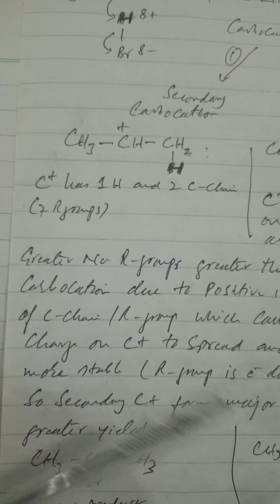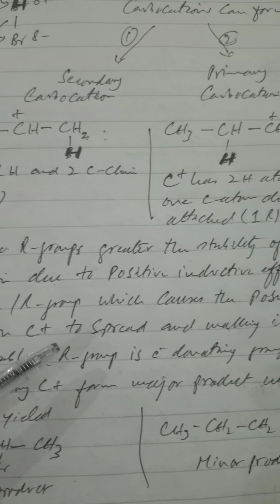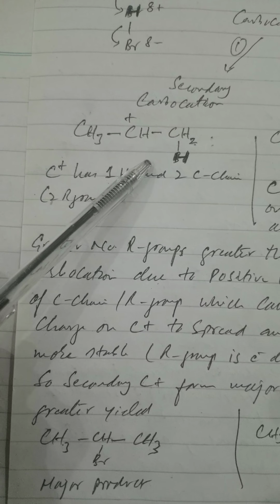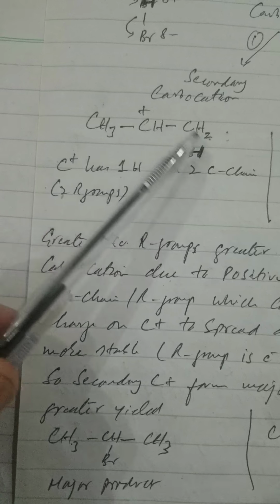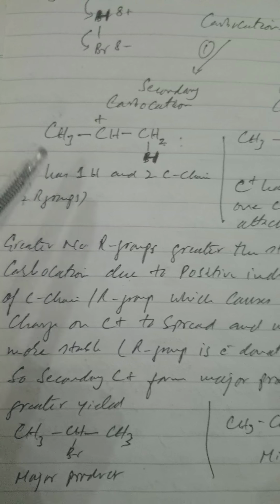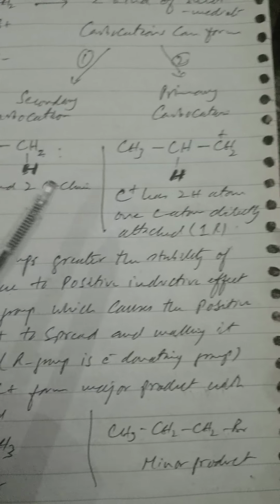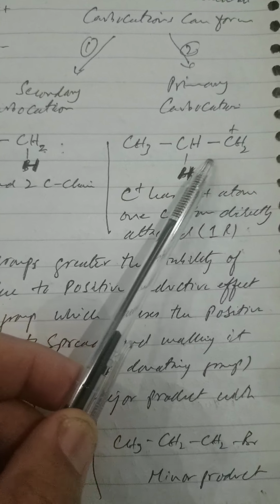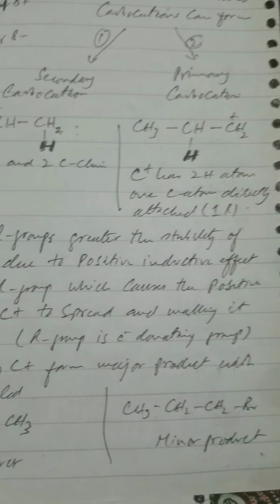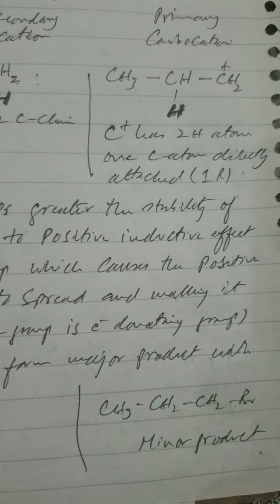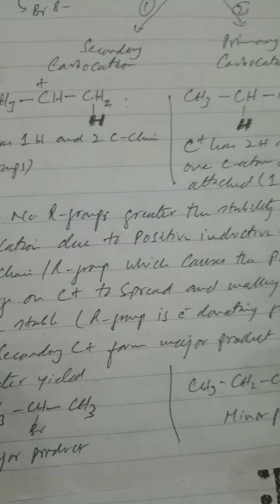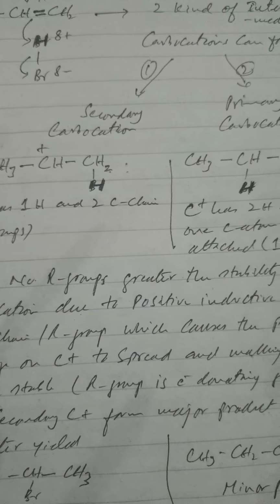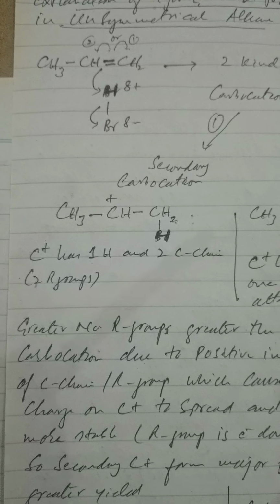So the greater the number of R groups, the greater is the stability. That's why this carbon, which is positively charged, has two R groups, so it has more stability and the major product is formed from it. Whereas in this primary carbocation, it has two hydrogens and one carbon chain, so it has lesser stability due to the lesser number of R groups, and therefore it will form a minor product. So this depends on the stability of the carbocation that is formed by the unsymmetrical alkene.